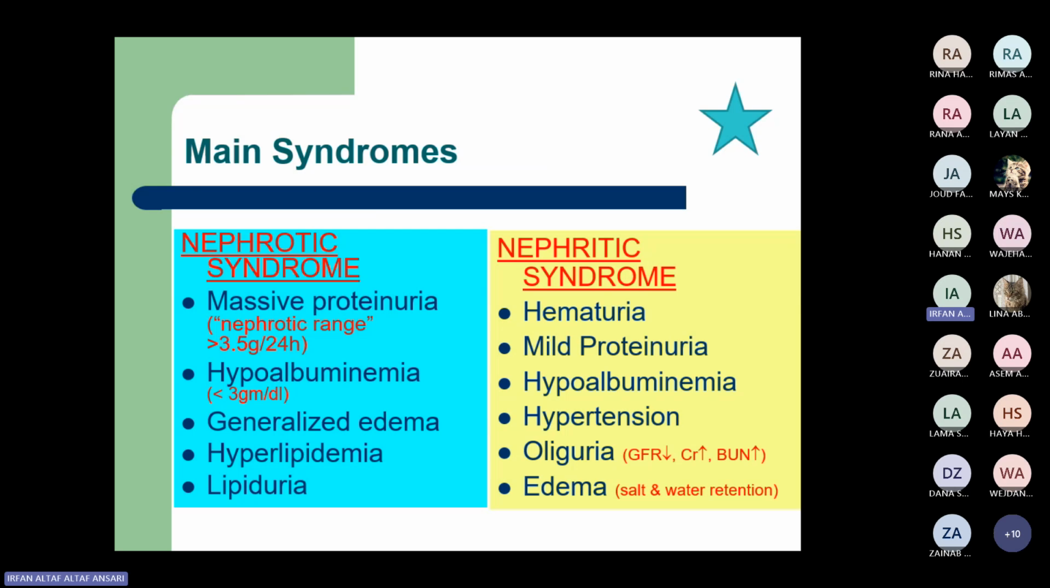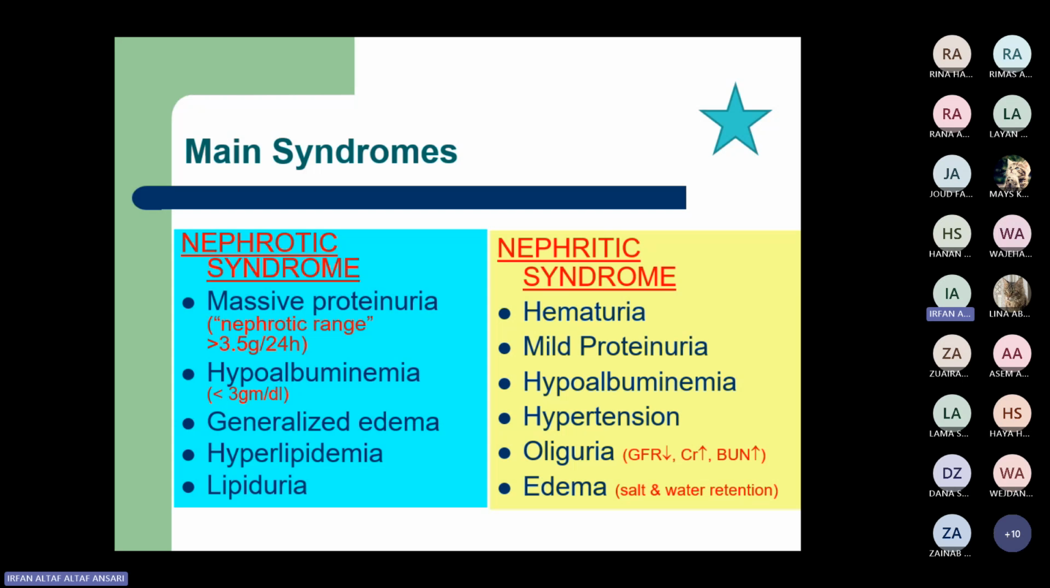So now, as I told you already, we are going to discuss the differences, or the presenting manifestations, of the nephrotic and nephritic syndrome. In nephrotic syndrome, you have massive proteinuria. What do you mean by massive proteinuria? More than 3.5 gram of protein excreted per day. This range is known as the nephrotic range, more than 3.5 gram per 24 hours, or the massive proteinuria.